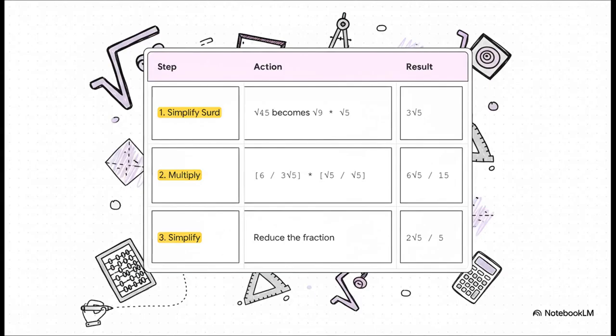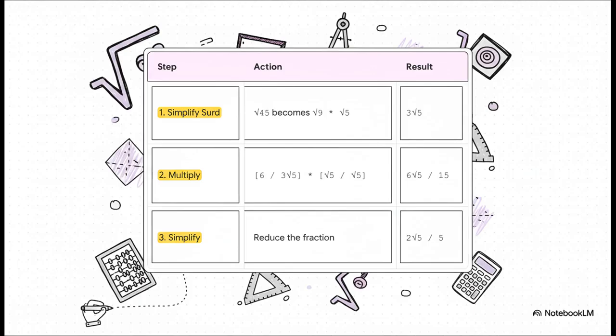All right, let's see this in action. We've got 6 over the square root of 45. First step, simplify that root. The square root of 45 is the same as the square root of 9 times the square root of 5, which gives us 3 root 5. Perfect. Next, we multiply the top and bottom by that square root of 5. On top, we get 6 root 5. On the bottom, we have 3 times root 5, which is just 3 times 5, or 15.